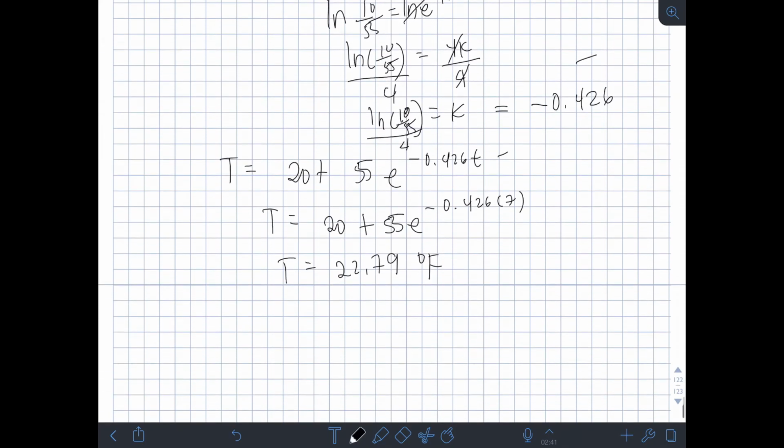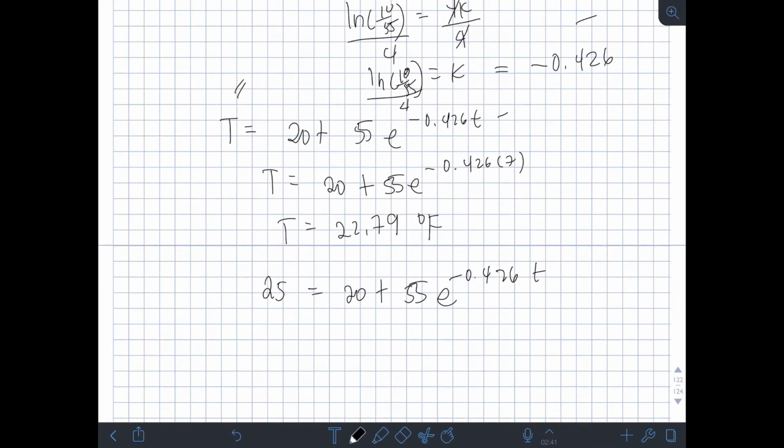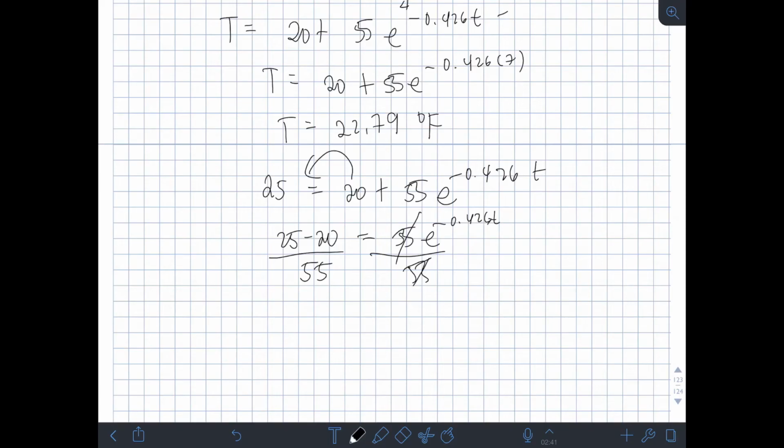Okay? Now, yung another question sa B is the time taken for the reading to drop to 25 degrees Fahrenheit. So, this time, given yung final temperature natin. So, we have 25 equals 20 plus 55 e raised to negative 0.426 T. This time, yung unknown is time, T. Okay? So, therefore, we have transpose ito si 20. So, 25 minus 20 equals 55 e raised to negative 0.426 T. Divide both sides by 55. So, we have 5 over 55 equal e raised to negative 0.426 T.